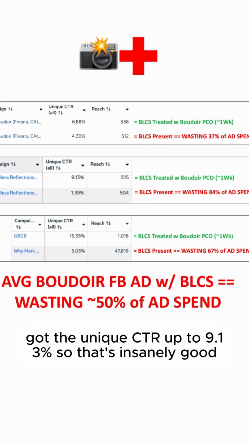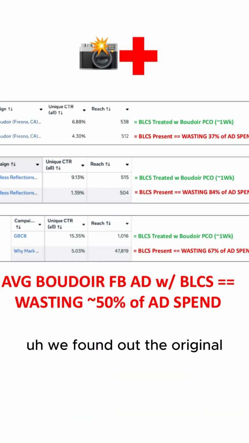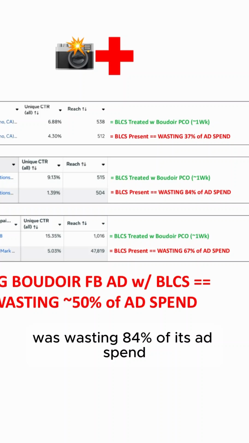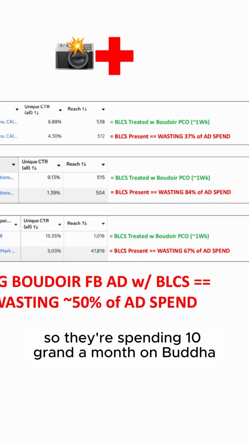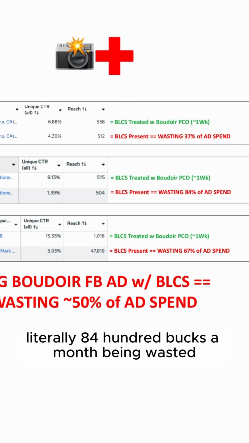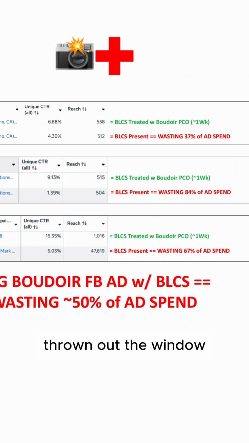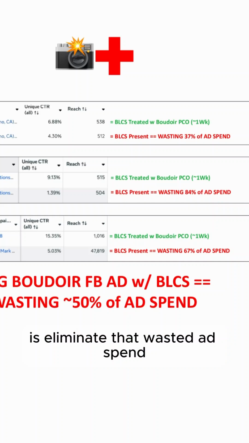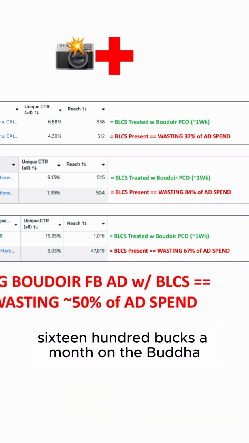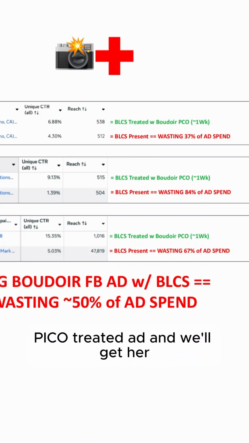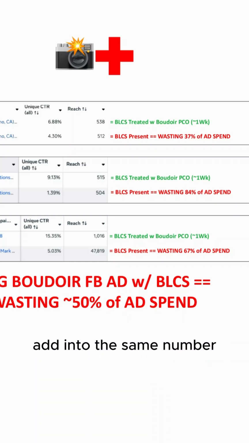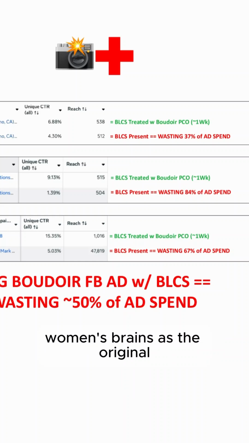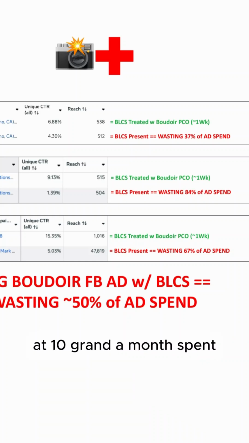So that's insanely good. We found out the original was wasting 84% of its ad spend. So if they're spending 10 grand a month on Boudoir Facebook ads, literally $8,400 a month being wasted, thrown out the window. So what we can do now, with this Boudoir Pico treated ad, is eliminate that wasted ad spend, only spend the difference, $1,600 a month on the Boudoir Pico treated ad, and we'll get our ad into the same number of women's brains as the original at 10 grand a month spend.